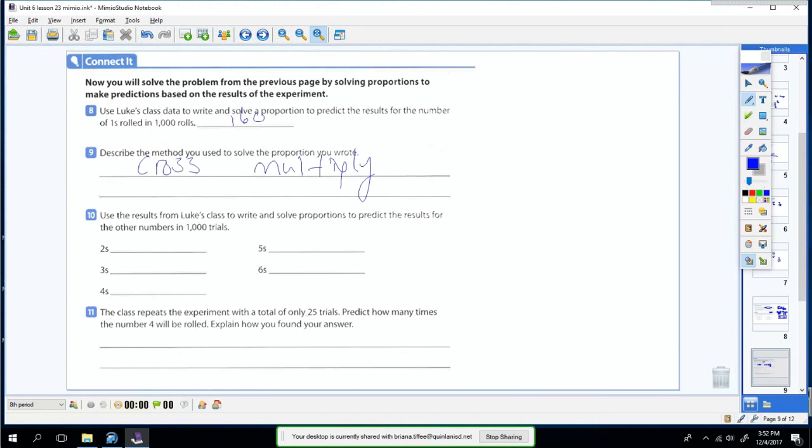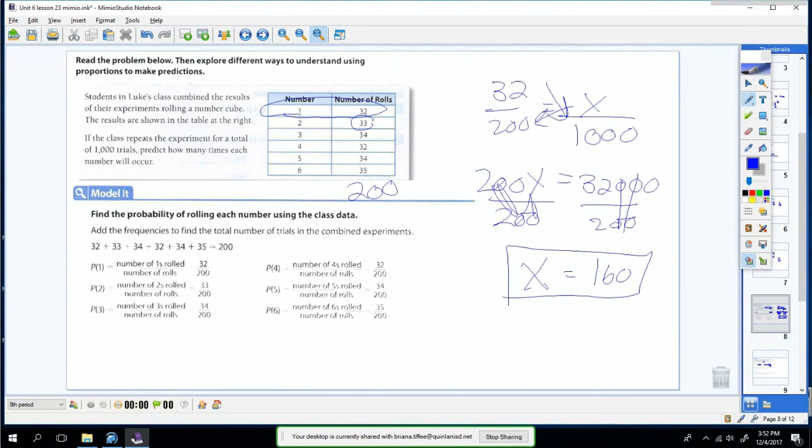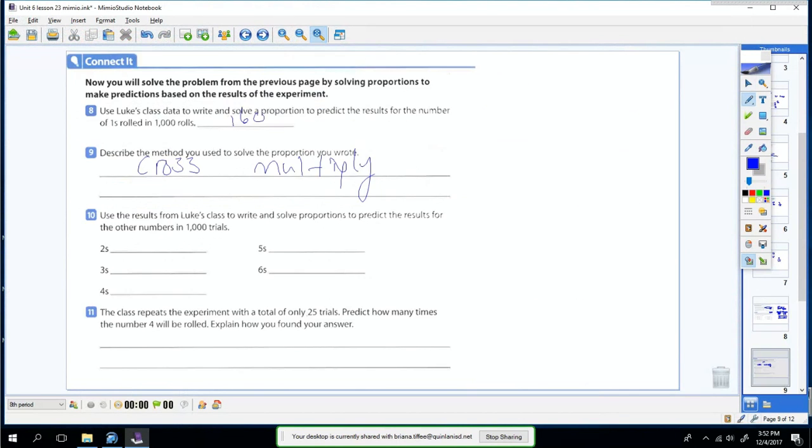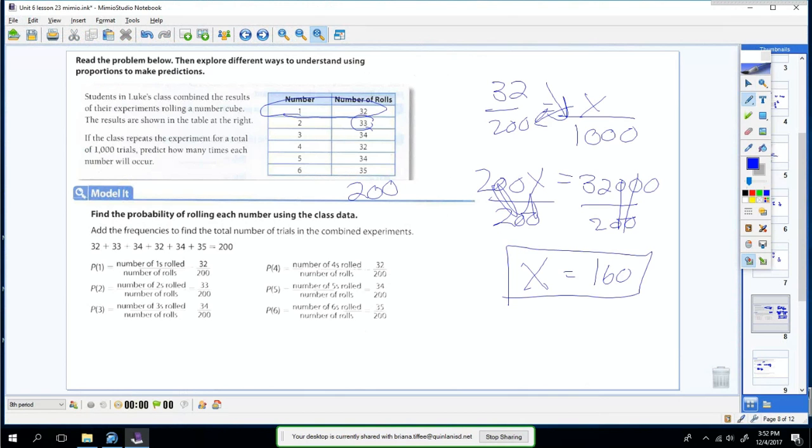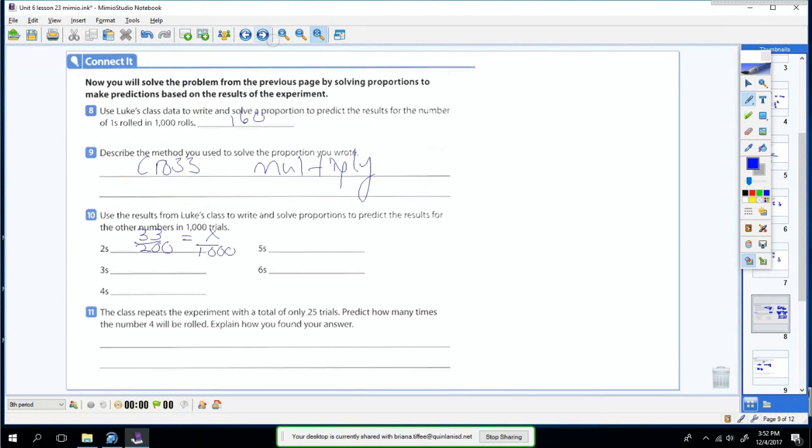All right, use the results from Luke's class to write and solve proportions to predict the results for the other numbers in the 1,000 trials. All right, well, I'm actually not going to solve them for you, but I will set them up. So the 2 appeared 33 times. So you're going to have 33 out of 200 is equal to x over 1,000. And remember, you need to go back and solve these. The 3 appeared 34 times. So you're going to have 34 over 200 is equal to x over 1,000.